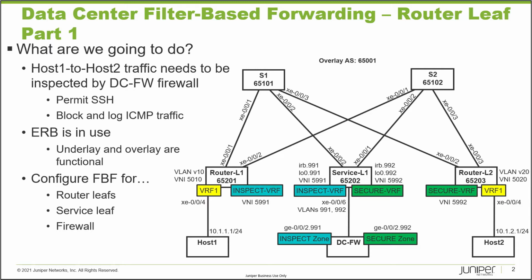And then once it's done doing that, if the traffic is permitted, then it sends it out the secure zone and the interface that's in the secure zone back towards service leaf 1 and into the secure VRF, which then has a route target, VNI, and things like that that match up with the secure VRF on router L2. And you can see that the VNI is 5992 here on service leaf L1 with the secure VRF on router L2. That's the router leaf L2. It also has the same VNI. And they have matching route targets. Not shown on the slide, but there has to be matching route targets there. So that gets forwarded to there. And then from there, there's a route inside that secure VRF.